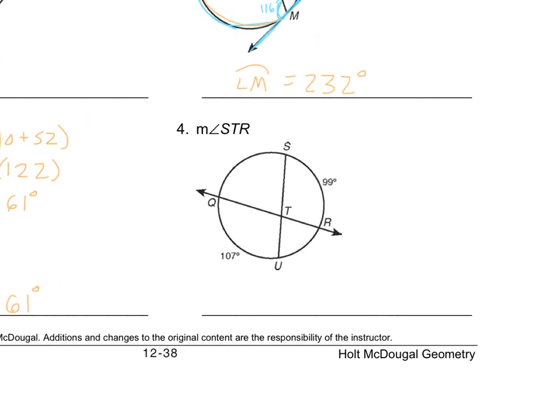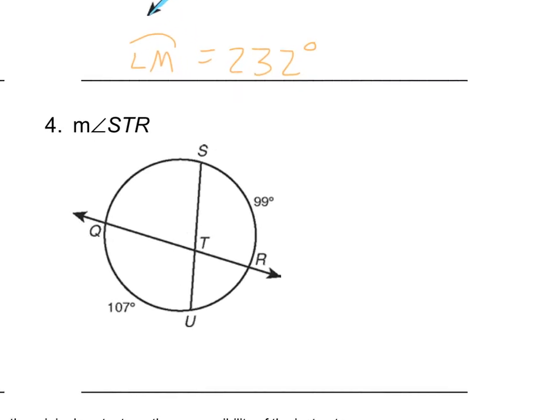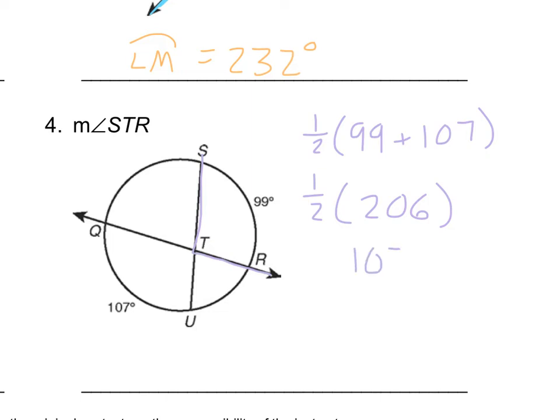And then number 4, we're looking for angle STR. So we go from S to T to R. So we add our two intercepted arcs and multiply by 1/2. So 99 plus 107 is 206. So 206 times 1/2 is 103. So angle STR is 103 degrees.